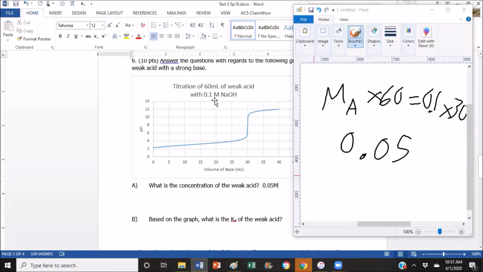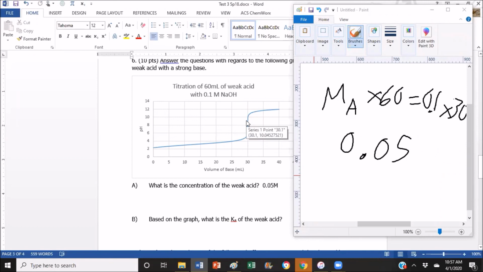Now, as I said, this could be strong acid, strong base, weak acid, weak base. Doesn't matter. It's got to be the same. Now, this next part is weak acid or weak base specific. You cannot do this for a strong acid. If you do this for a strong acid, you will get it wrong.